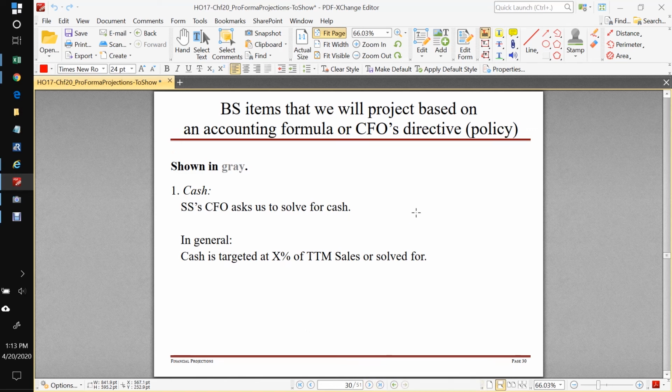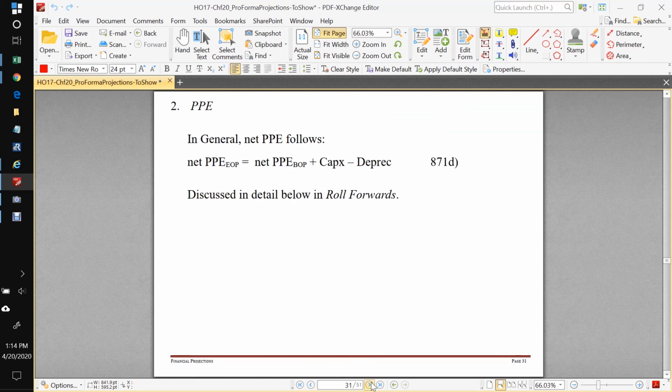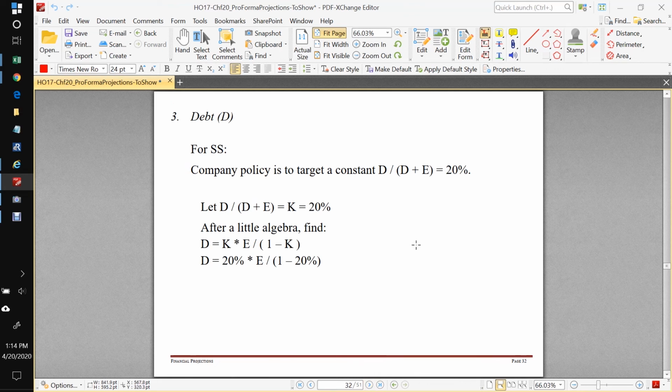Okay, so let's just think about things that we have a formula for. Cash, we're going to solve for, so not to worry. But in general, if we weren't solving for cash, it would be set probably at some percent of TTM sales. PPE is part of our PPE CapEx depreciation roll forward, so we have our equation for net PPE, and we'll use that. And for debt, we have our company policy that debt to cap is equal to 20%.